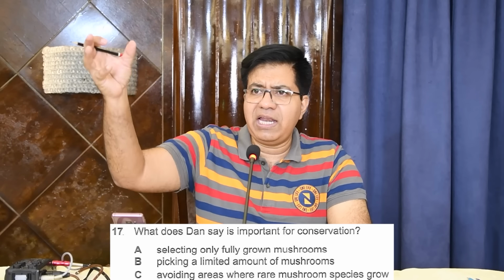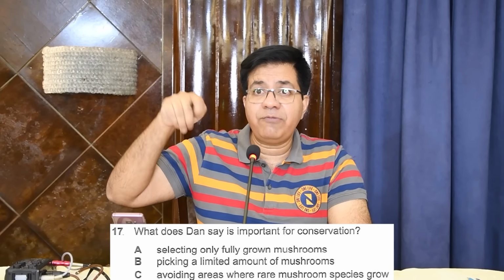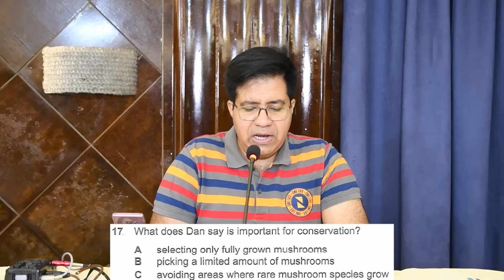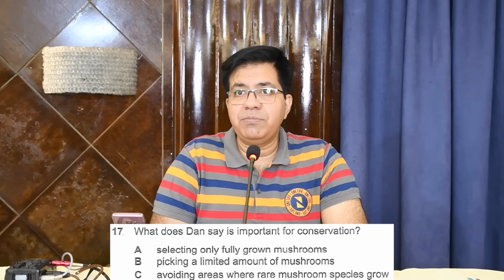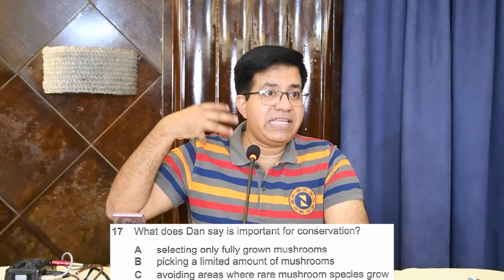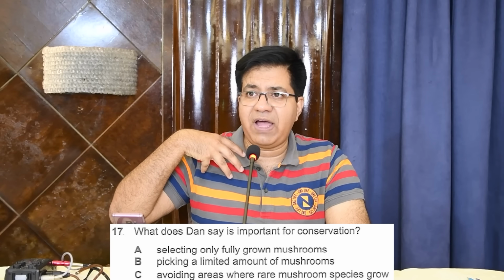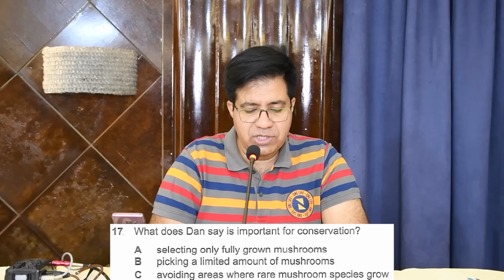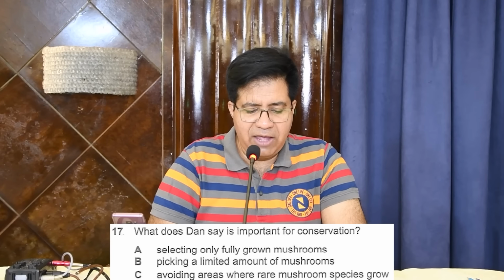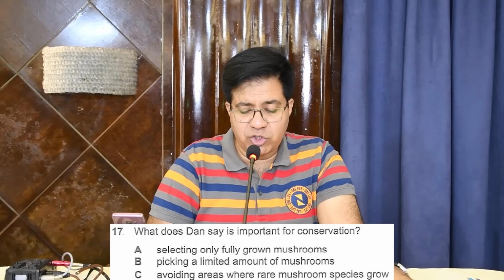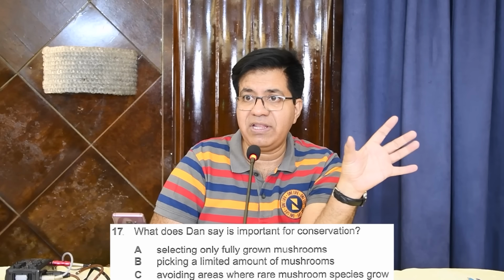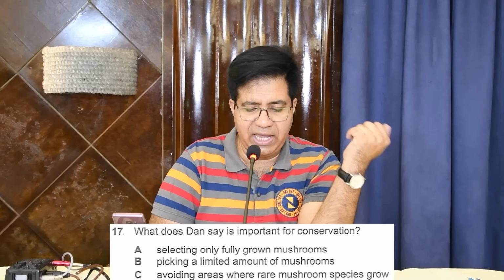Right? When you go to pick any fruit, they say only pick fully grown. Option B, picking limited amount, means don't pick more than you need. For example, if you can eat 4 to 5 mushrooms, pick 4 or 5. So limited amount. And option C, avoiding areas where rare mushroom species grow. Rare means which are just few left in the world. So don't pick them. Okay, let's see.